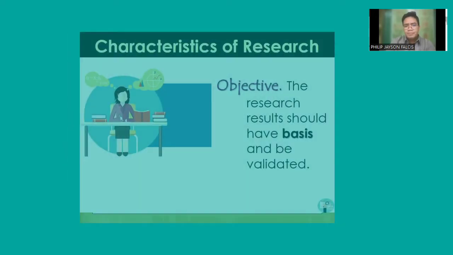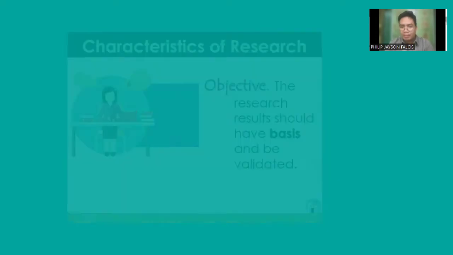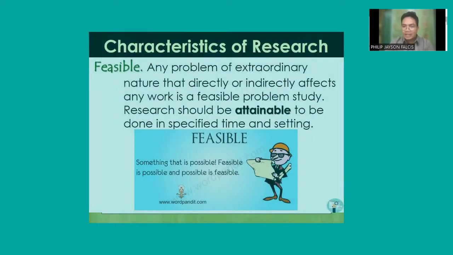Next, we have it is objective. That means the research results should have basis and be validated. It should not be fabricated. It should not be subjective. It should not be totally manipulated. It should stand with the truth, and it should have the basis, and it should be validated at the same time.